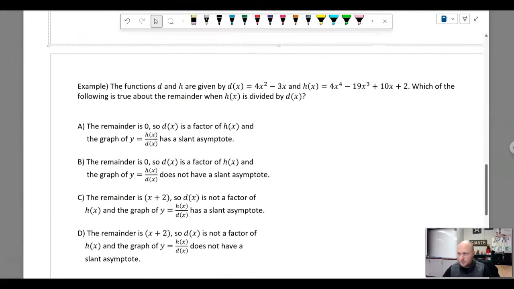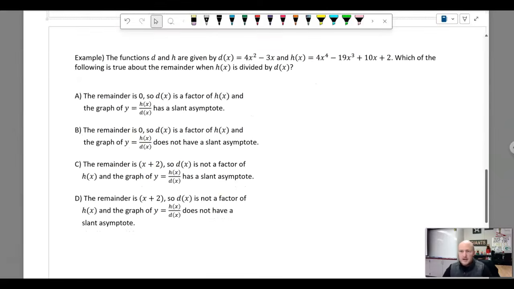Let's look at the next example. The functions d and h are given. Which of the following is true about the remainder when h of x is divided by d of x? So notice they say here, it has a slant asymptote. It does not have a slant asymptote. The remainder is 0. The remainder is x plus 2. What's it going to be?